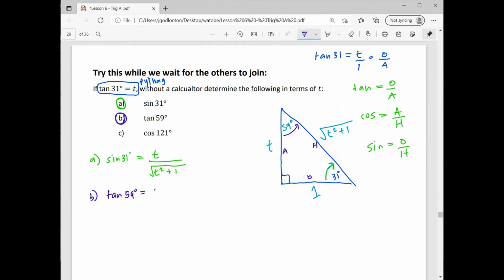Yes, exactly. Beautiful. Tan 59 is going to be 1 over t, 100%. Well done. Good. And that would be my final answer. That's where I would stop.